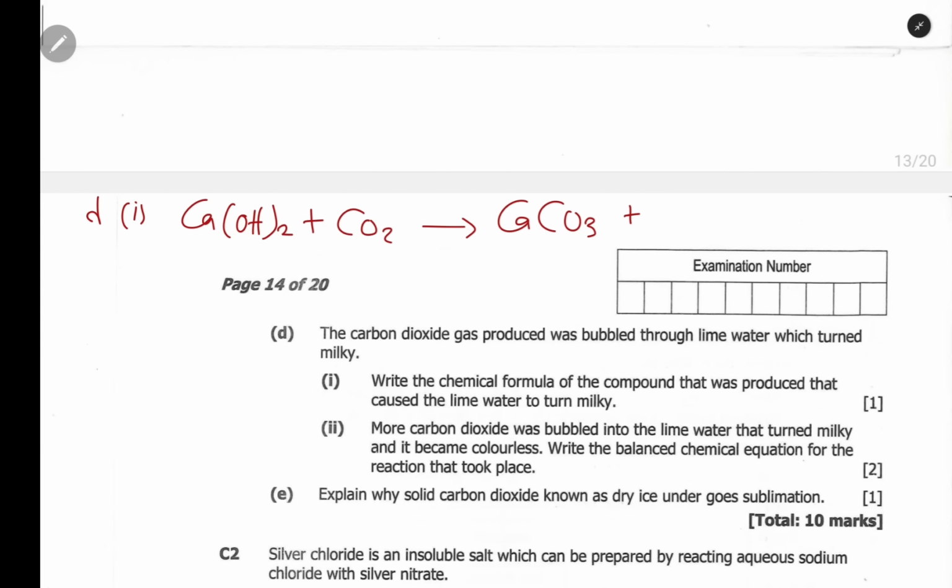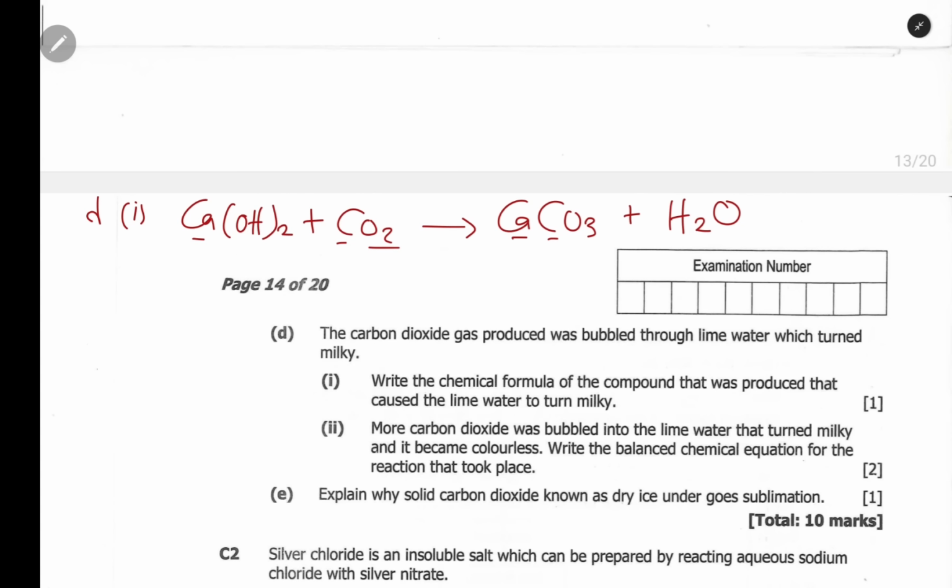So here we are saying calcium hydroxide plus carbon dioxide gives calcium carbonate plus water. Now the question is, is it balanced? What do you have here? Calcium 1, calcium 1. Carbon 1, carbon 1. Oxygen, we have 3 here, plus that one 4. We have 2 here, we have 2 here. Hydrogen, we have 2, so this is balanced.